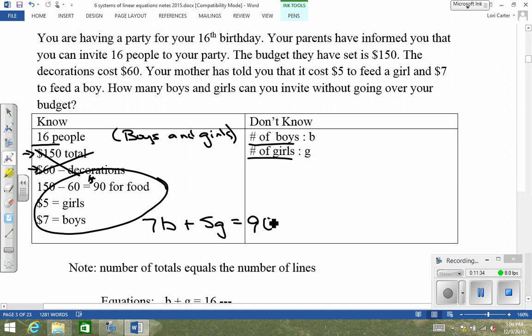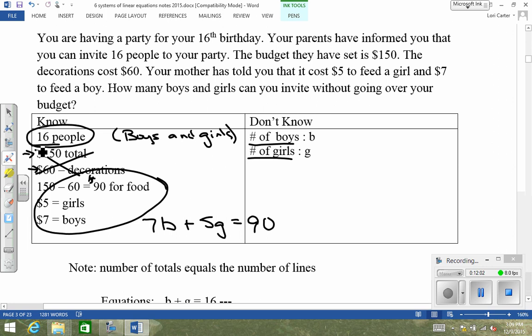So 7 for the boys, 5 for the girls, and I have a total of $90 to spend. All that information is the same, so it goes in one column. Okay, are we good? Can I use that again? Nope, that's done. I've used it. So he's finished, I got my equation. But I still have this 16 up here. How am I going to use this 16?